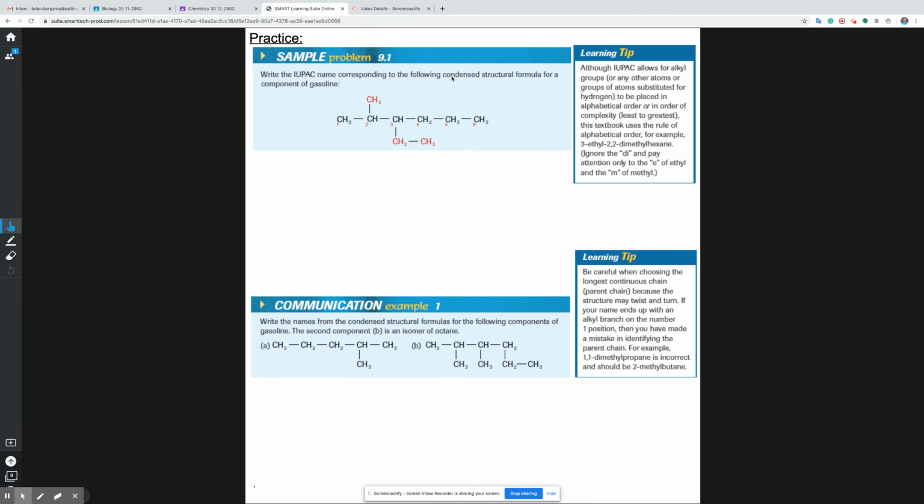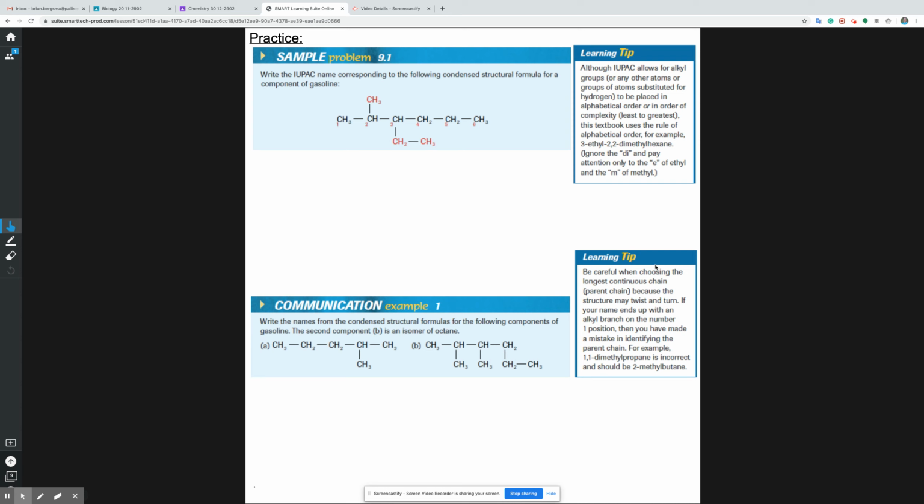Okay, so some more practice. Again, these ones are in your textbook. You can go through. It shows you the numbering. So this one would be 3-ethyl, 2-methyl hexane. Go through and read over these. If you need any more examples, I'm happy to do them out of your text or out of your assignment too.